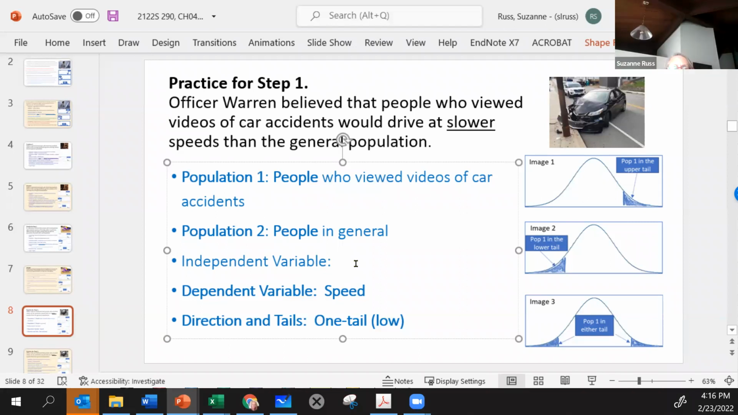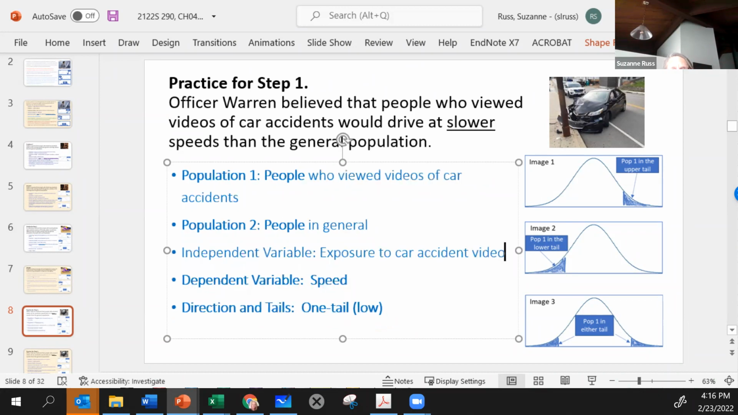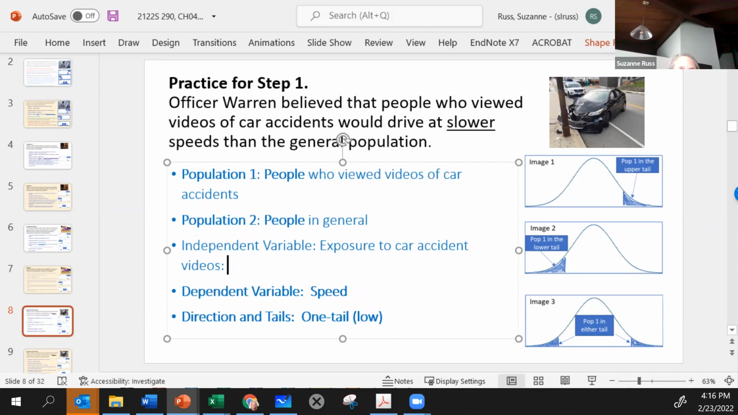Okay, so the variable then is exposure. We're exposing them to car accident videos. That's what's different about them. And if we were going to compare the groups, we would just say video viewing versus no viewing. We can assume maybe that the general population hasn't watched it.